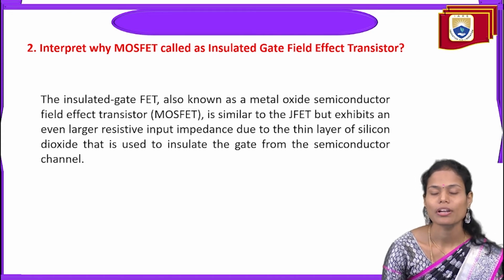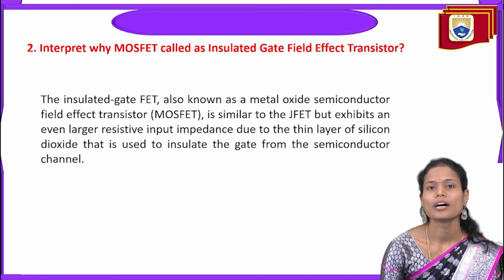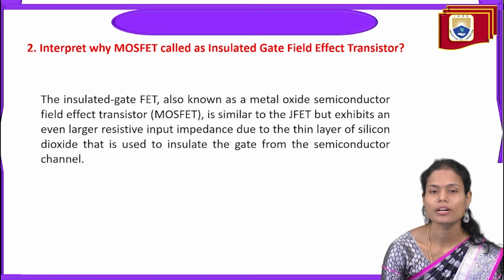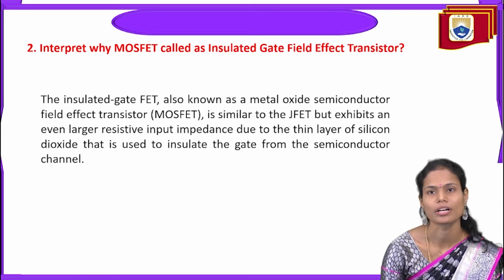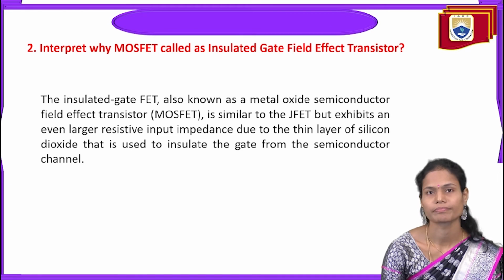So here metal oxide semiconductor field effect transistor is also known as insulated gate field effect transistor. Why? Because we are using silicon dioxide layer as the insulator between the channel and the gate in the case of a MOSFET. Because of that reason, we are calling it the insulated gate field effect transistor.